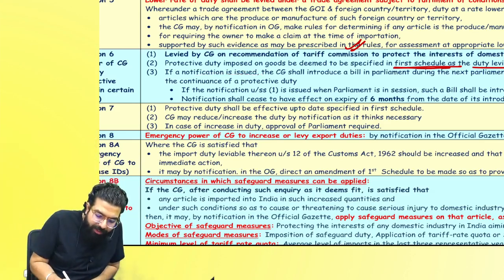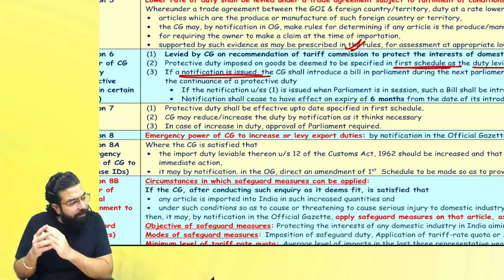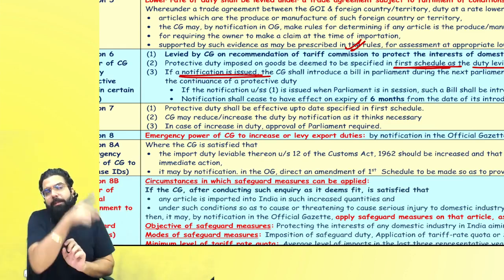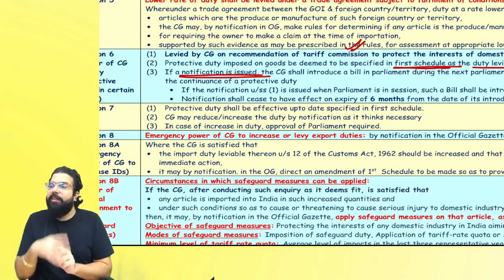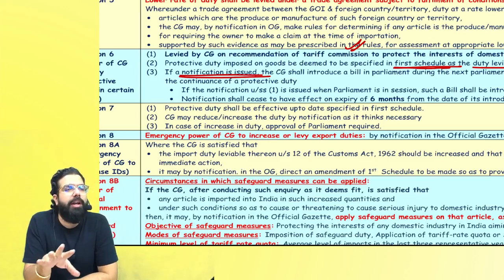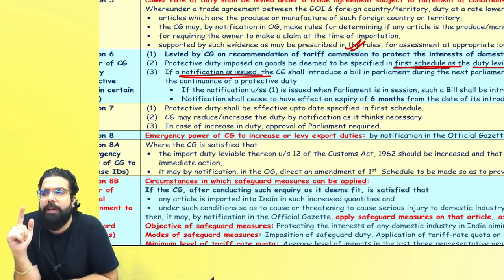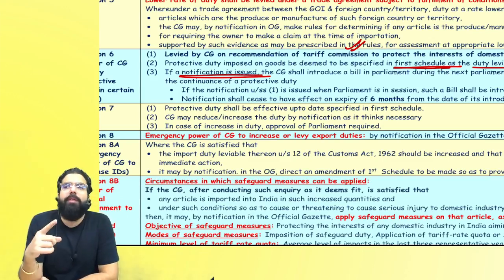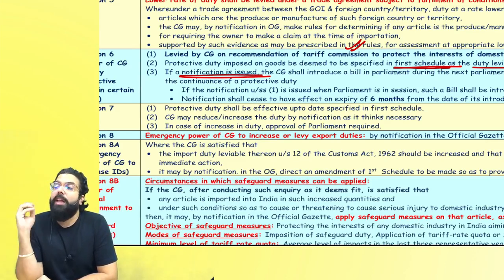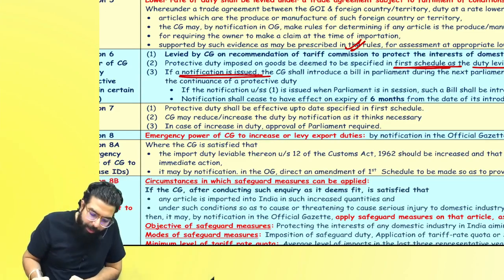Remember always, if a notification is issued by the government levying protective duty, and if the parliamentary session is going on, in that parliamentary session they have to introduce a bill and make the amendment to the Custom Tariff Act. Basically they should amend the rate which is told in the Custom Tariff Act. If the parliamentary session is not ongoing, in the next parliamentary session a bill has to be introduced and the amendment should be done in the Custom Tariff Act. If they introduce the bill and the bill is not passed within 6 months in the parliament, then the notification imposing protective duty will cease to have effect. I hope everyone is clear.